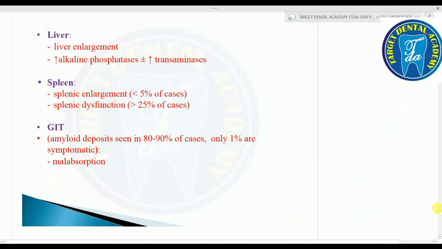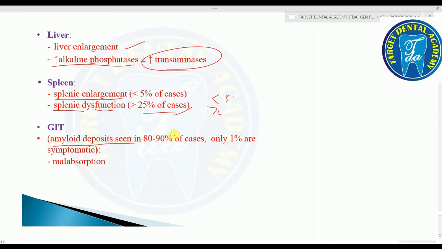Next is the liver. When there is amyloidosis in the liver, there is liver enlargement, increased alkaline phosphatase and increased transaminases. In the spleen, there is splenic enlargement, which occurs in less than 5% of the cases, while splenic dysfunction occurs in more than 25% of the cases. In the GIT, amyloid deposit is seen in 80 to 90% of the cases, only 1% are symptomatic, and there is malabsorption also.